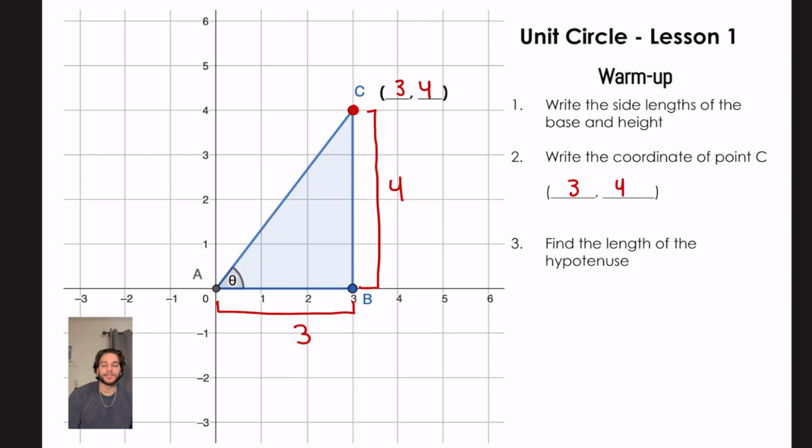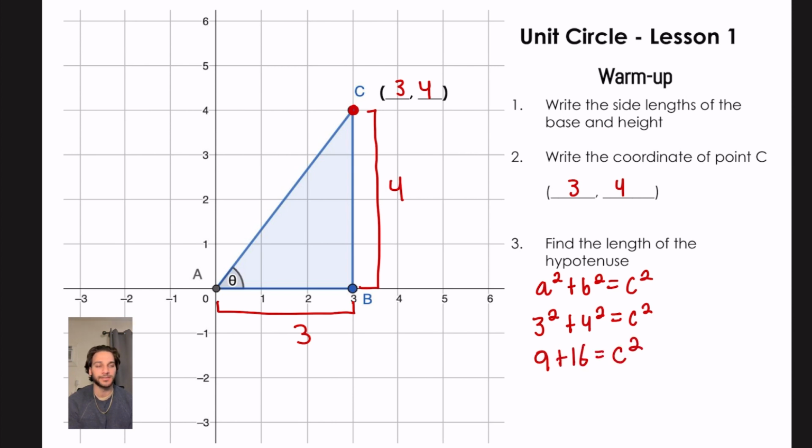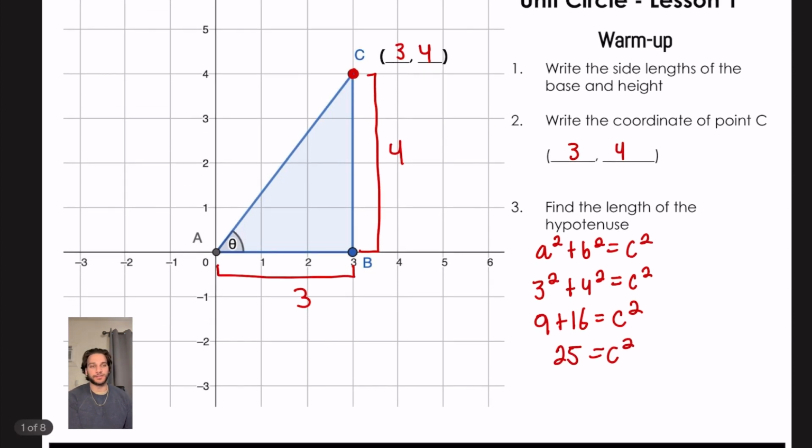And then for step 3, we need to find the length of the hypotenuse. You may already know what this is, but just in case, we're going to find it with the Pythagorean theorem. So we're going to do a squared plus b squared equals c squared. And so now my a side is 3, so I'm going to write 3 squared plus the b side is 4, so 4 squared equals c squared. Once I start simplifying that, I'm going to get 9 plus 16 equals c squared. And from that, c squared is going to equal 25. And so to find c, we're going to take the square root of both sides. And I'm going to get c equals 5. So that is going to be the length of my hypotenuse.